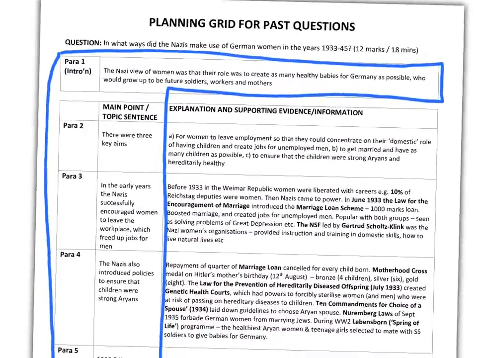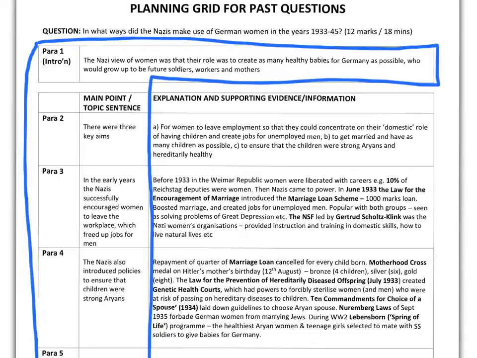Okay, so we just zoom in. The introduction, the opening paragraph: the Nazi view of women was that their role was to create as many healthy babies for Germany as possible who would grow up to be future soldiers, workers and mothers. Single sentence, that will do it. Just make that point, okay? Babies for Germany. They were effectively fighting the battle for births. Future soldiers who would make the German army strong so that Hitler could expand eastwards and get living space. That's the key point there.